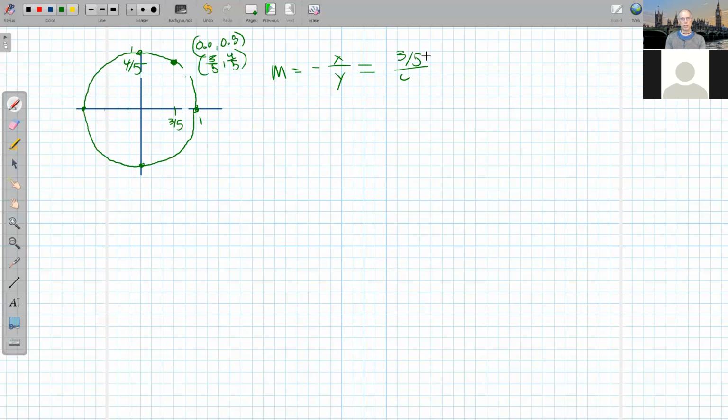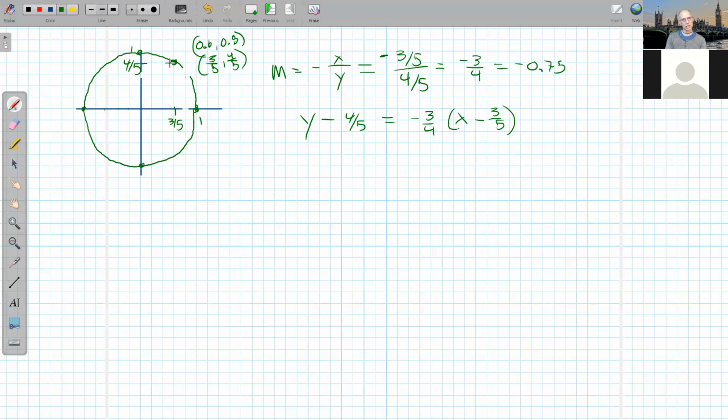Okay, so let me see. Opposite of x over y, 4/5. And since I'm dividing top and bottom by fifths, I could multiply that out. So it looks like the slope is -3/4 or -0.75. So point slope formula says y minus y1, which is 4/5, 0.8, is equal to the slope, -3/4 times x minus 3/5. So let's see if that's really true.